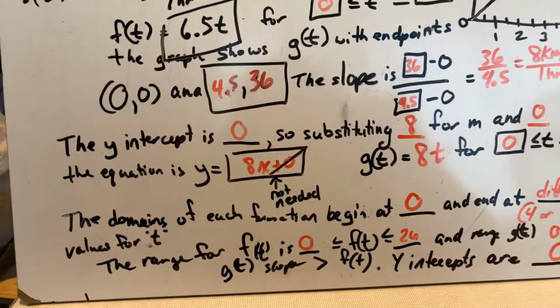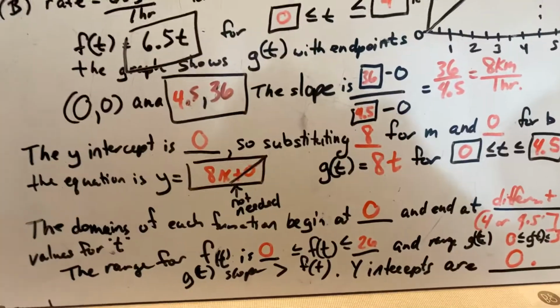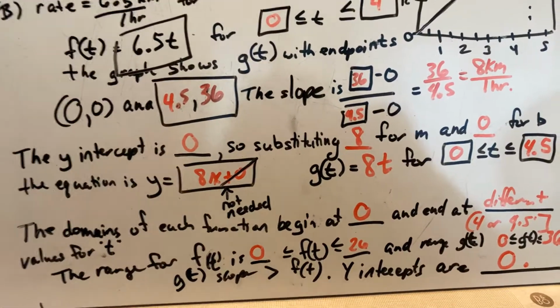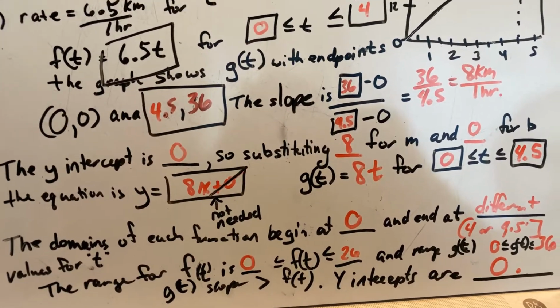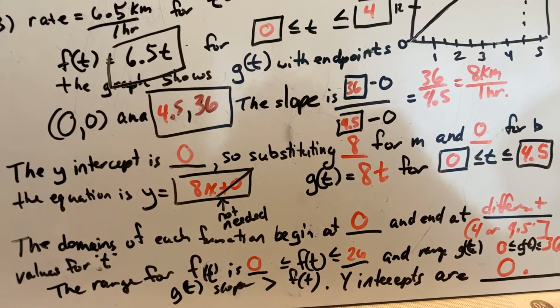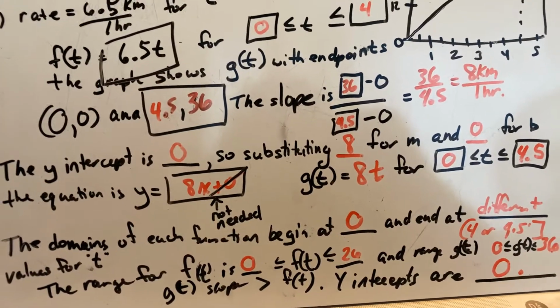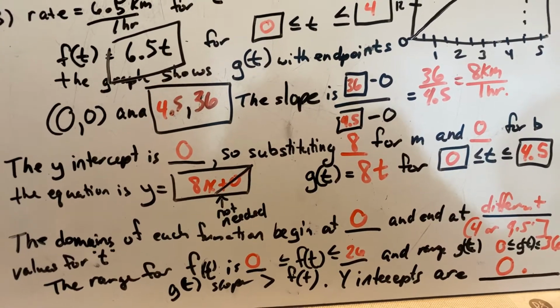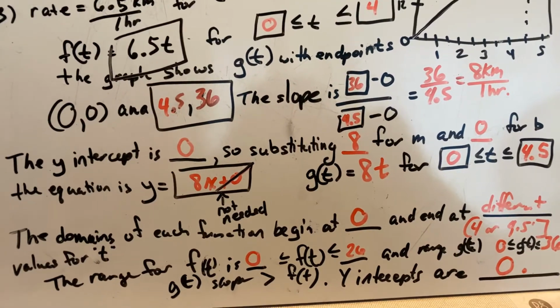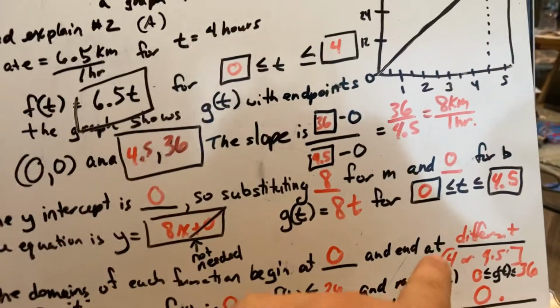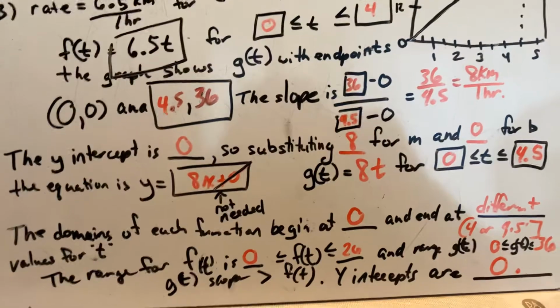The domain of each function begins at 0. That's for both of them, f of t and g of t. But they end at different values for t. And you can go ahead and write in f of t ends at 4, and g of t ends at 4.5. And I wrote that down here just for clarification.